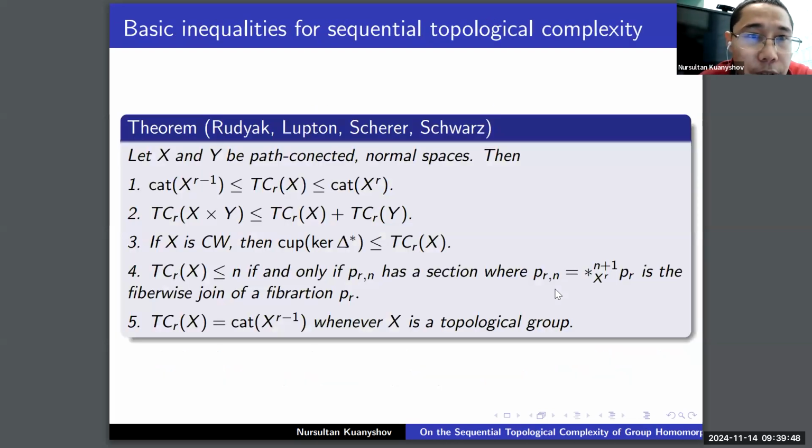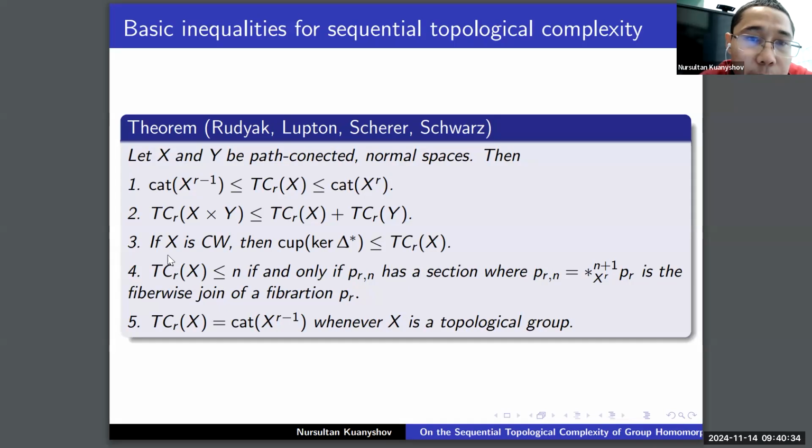Okay. So the basic inequalities in sequential topological complexity are the following. Here I give four names, because it's not one paper, Rudyak had different ones: Grigor'ev, Lupton, Scherer, and Schwarz. One says let X and Y be path connected normal spaces. Then the sequential topological complexity of X is bounded above by the LS category of X^R, and below by the LS category of X^{R-1}. And we have a product estimate, which is due to Schwarz.